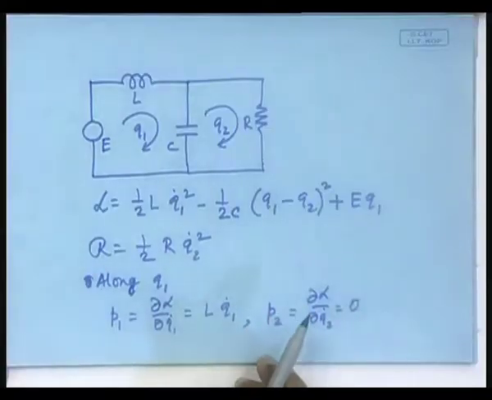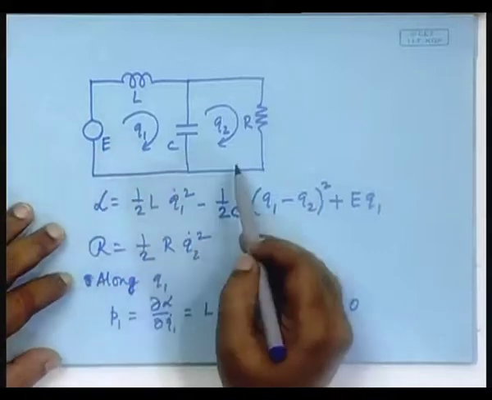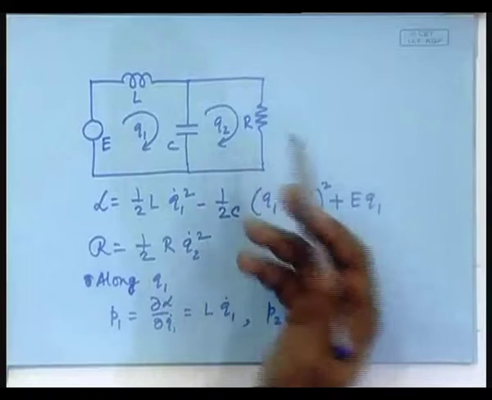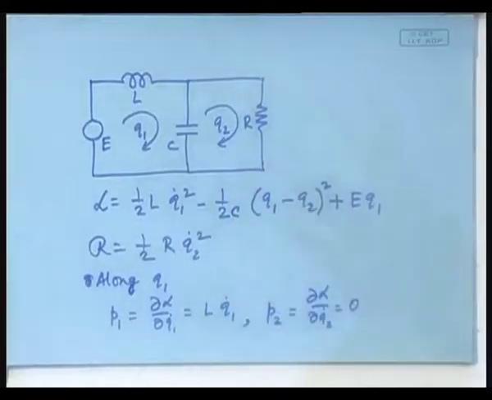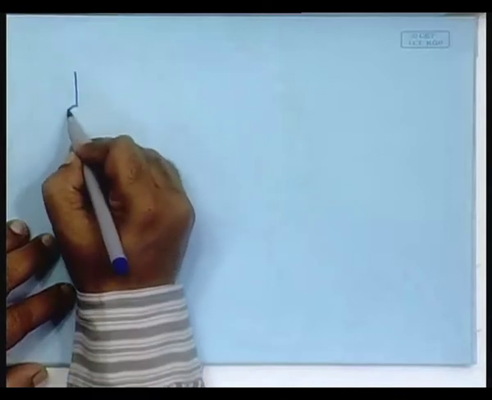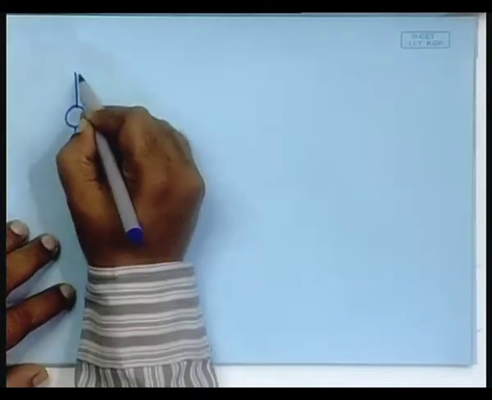You might argue that this problem happened because we blindly took q1 and q2 as the coordinates, the 2 loops, and these 2 loops independently may not be the minimum or correct set. Fine, let's follow that line of argument. Let's see where we end up.